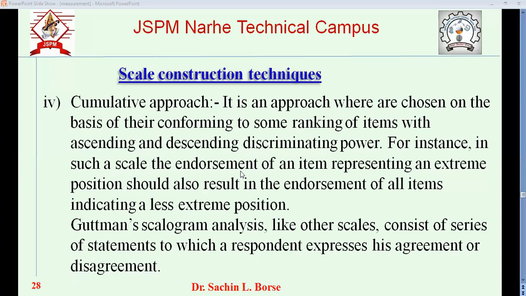So in the cumulative approach, we use Guttman's scalogram analysis. Like other scales, it contains a series of statements which a respondent expresses agreement or disagreement with. So we ask the question in yes or no form. Before going for surveys, we have to create these questions or statements.